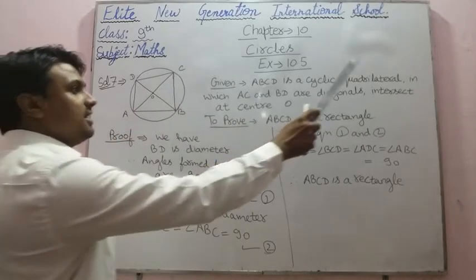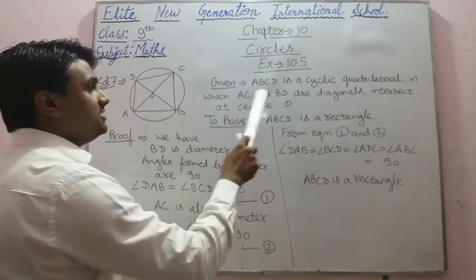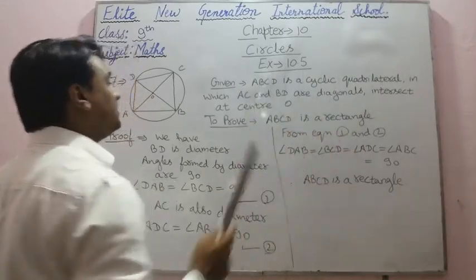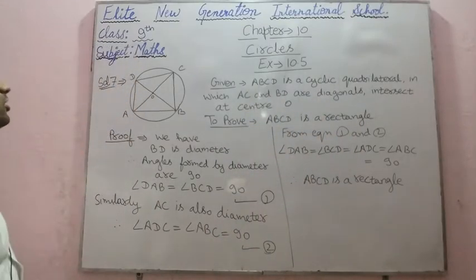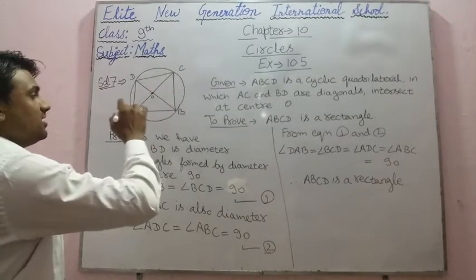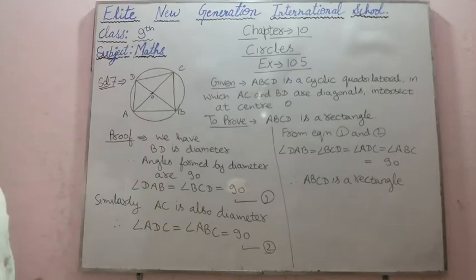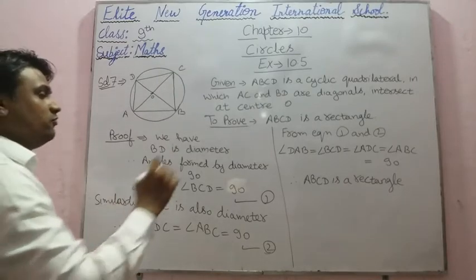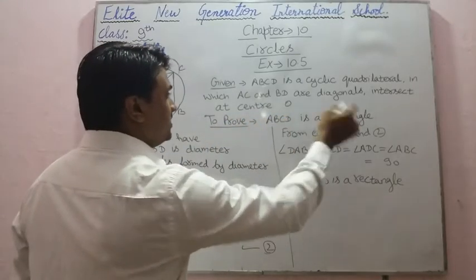So ABCD is a cyclic quadrilateral in which AC and BD are diagonals intersecting at center O. If these diagonals intersect at center O, that means we can say that AC and BD are diameters of the circle. So we have to prove here that ABCD is a rectangle.